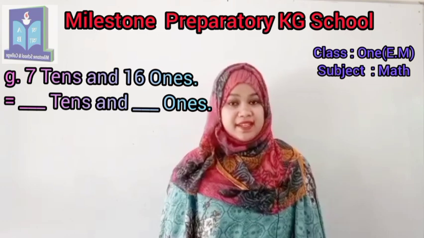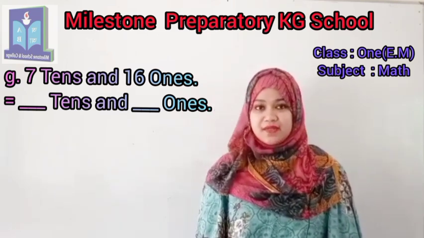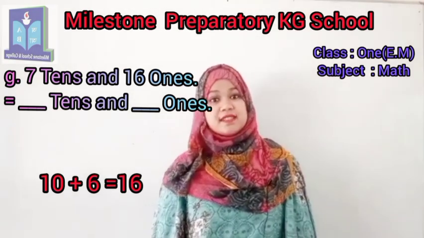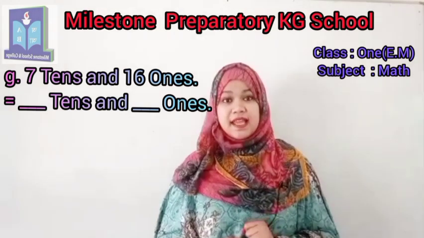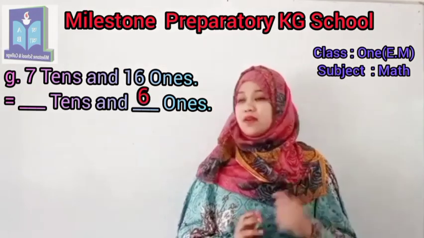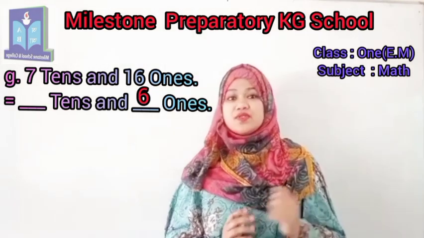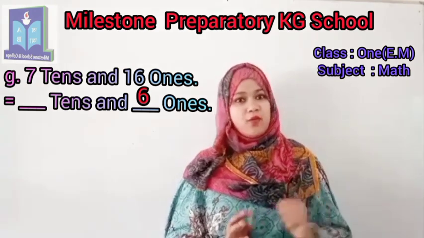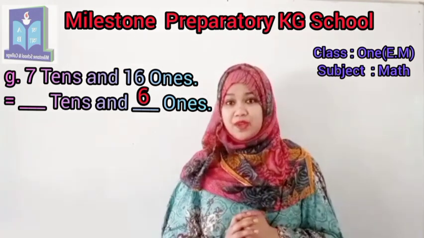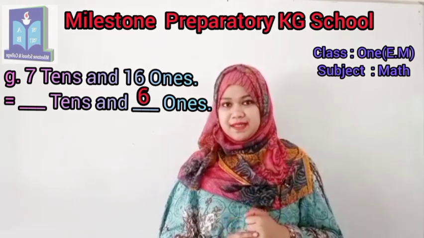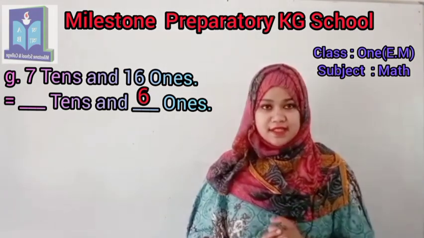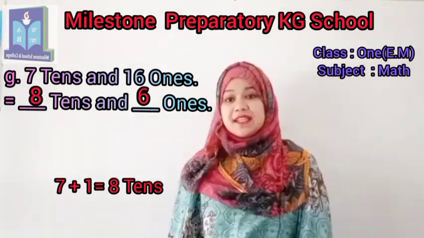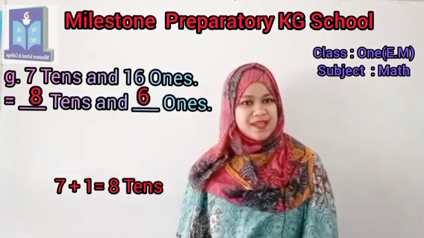Here 7 tens and 16 ones. 16 we have to break. 10 plus 6, 16. So how many tens do we get here? We get 1 tens and we have 6 ones, isn't it? So 6 ones, we have to keep in the ones position, and we get 1 tens from here. And we have to add it with the tens position number. The tens position number is 7 tens, and we get 1 tens. So 7 tens and 1 tens equal 8. 8 tens and 6 ones.